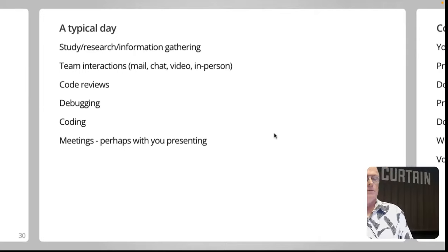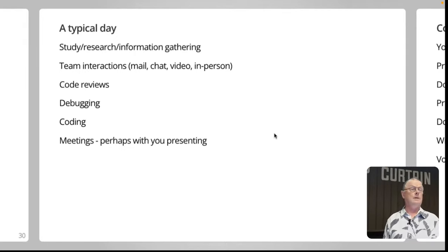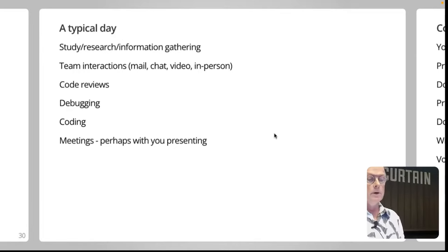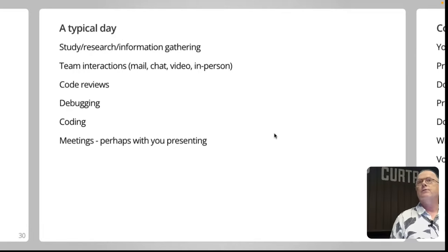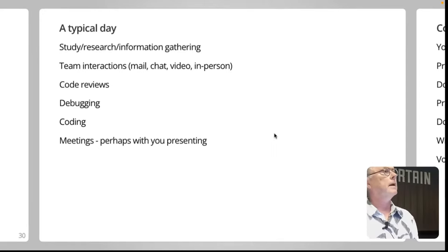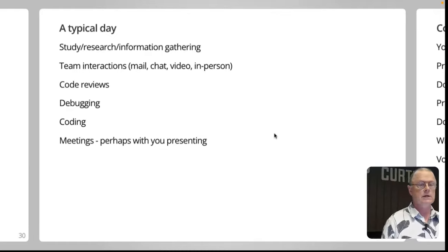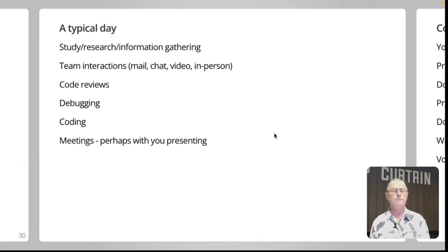Well, a typical day probably has a lot of things going on. If you're lucky, you might get to write some code, but a more typical day will probably look a little bit more like this. There'll be some study, some research and information gathering, maybe looking at bug reports, or reading some documentation or specification changes that have come in, or maybe studying some background material you need in order to work on this new thing.